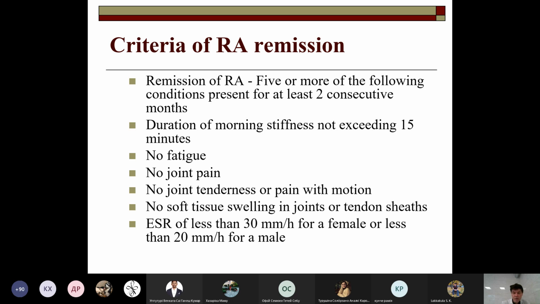What's more, duration of morning stiffness not exceeding 15 minutes, no fatigue, no joint pain, no tenderness and swelling, no soft tissue swelling, and ESR of less than 30 and 20 for females and males respectively. By the way, please take into consideration that soft tissue swelling in the joints is considered to be the most important factor, exceeding all others.